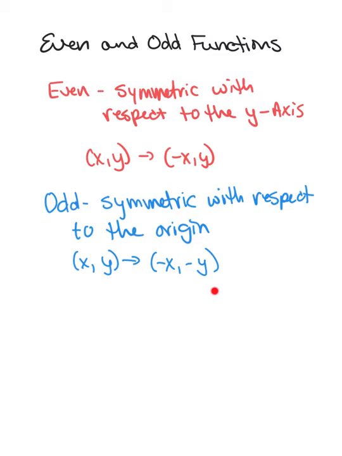There were a few more examples. I did 3. I did 1 that was even, 1 that was odd, 1 that was neither.